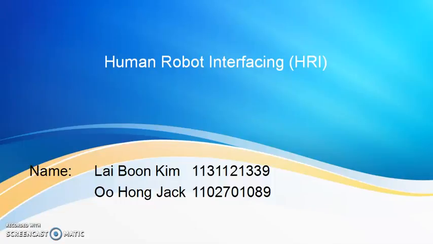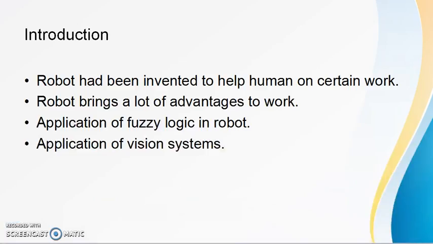Hi, today we would like to introduce human-robot interfacing, which is referred to as HRI. We know that robots have been invented to help humans with certain work, and robots have brought a lot of advantages to humans, such as they can do more precise work than humans, and they are fast. Because of the fuzzy logic application, the robot is now more intelligent. And because of the vision system, the user can observe the situation when the robot is doing its job.